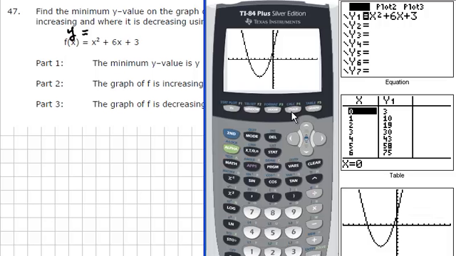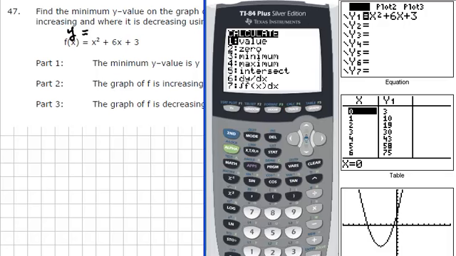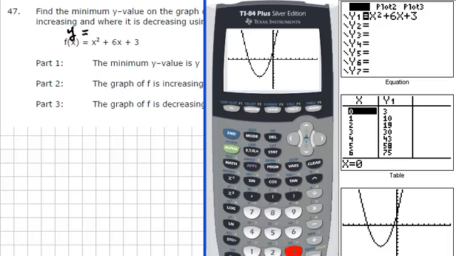So press second and trace to bring up the calculate menu. Notice that the third option is minimum. Either press the number 3 or scroll down to 3 and then press enter and then follow the prompts. The first prompt is for a left bound. So use your left arrow key and scroll until the cursor is to the left of the lowest point.